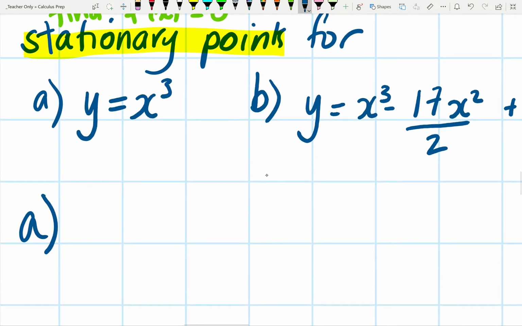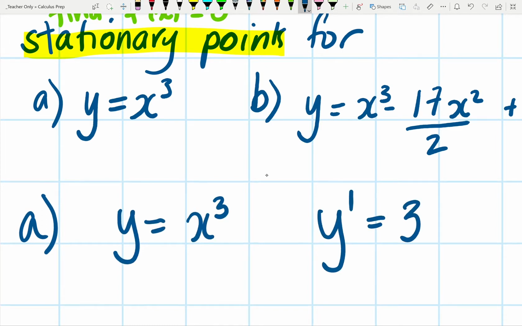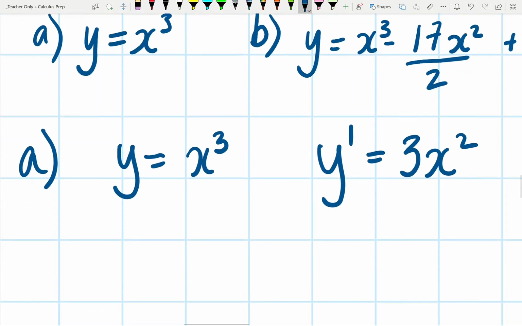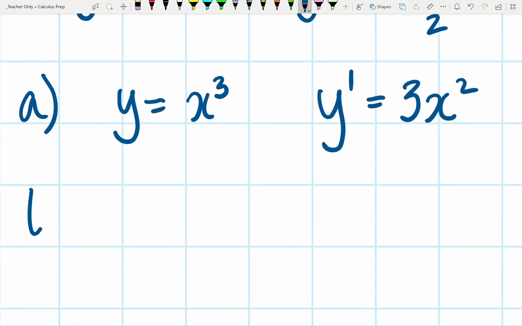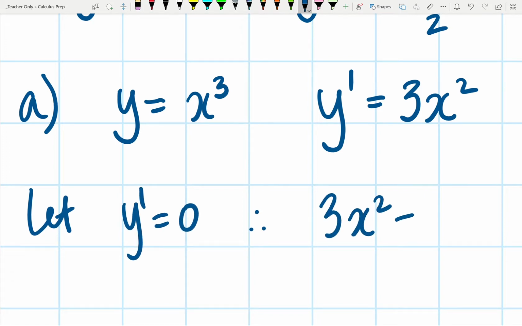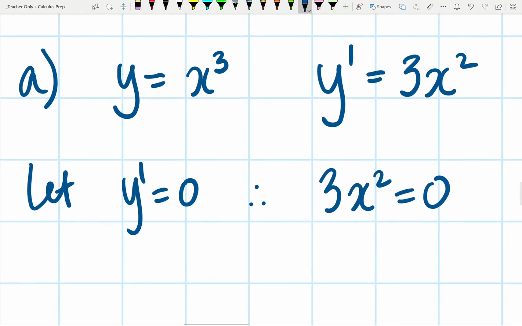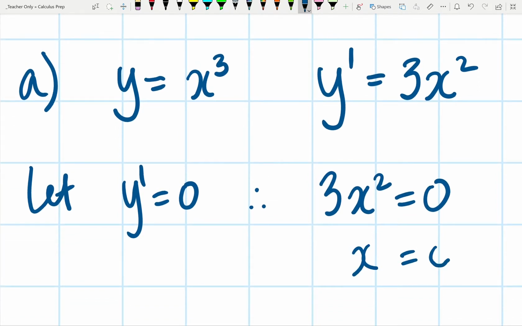So for A, we've got y equals x cubed. So y dash is simply going to be 3x squared. We let y dash equal 0. Therefore, 3x squared equals 0. And we realize then that x must be 0 as well. So that tells us that we have a stationary point at x equals 0.